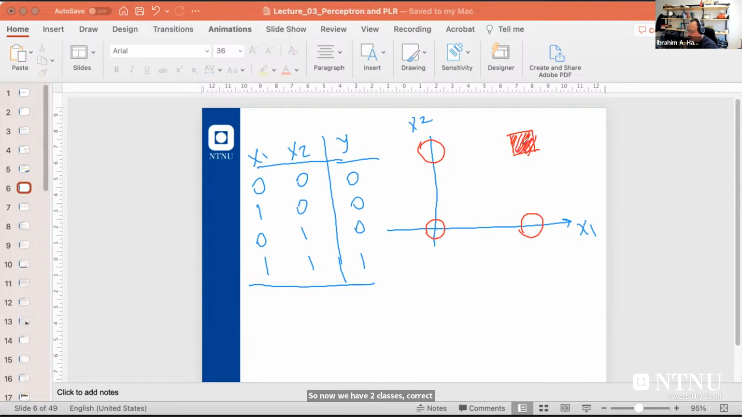We need to develop a perceptron which will classify this data set, and we need to find a line which will classify this data set into two classes. We have circles, we have squares. So of course the line will look like this one. This is a very good line, correct? Right? So we need to have this line, because this line will classify the data set into two different classes.